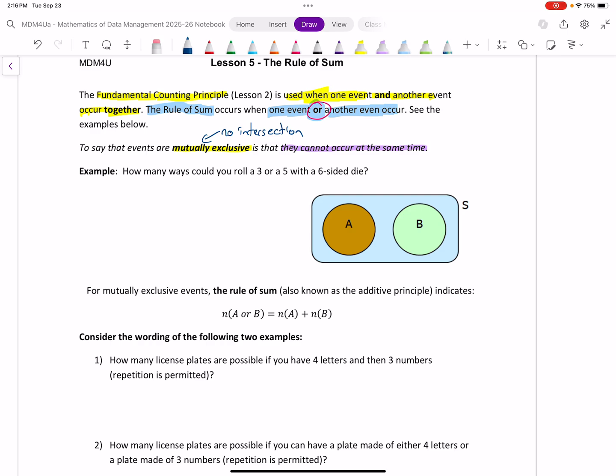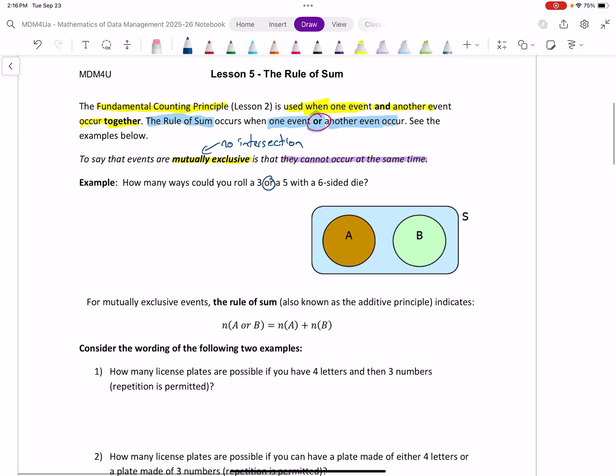So let's start with a really, really simple situation. It says, how many ways could you roll a 3 or a 5 with a 6-sided die? So 6-sided, got the numbers 1 through 6. If I think of this, and you could probably answer this question very quickly, but I'm going to deliberately take my time with this. I have one set, which is the number of 3s, right? And so you think on a 6-sided die, there's 1 3.